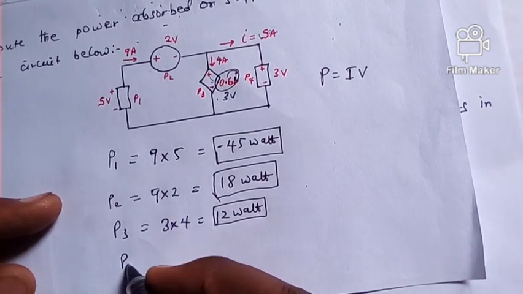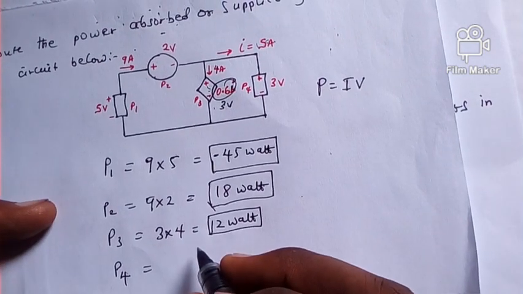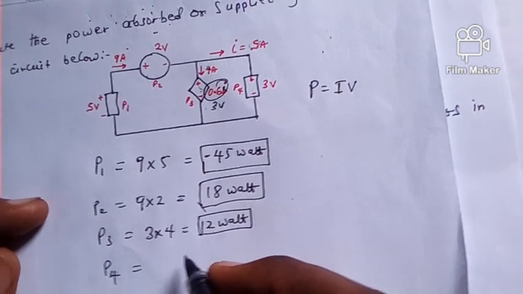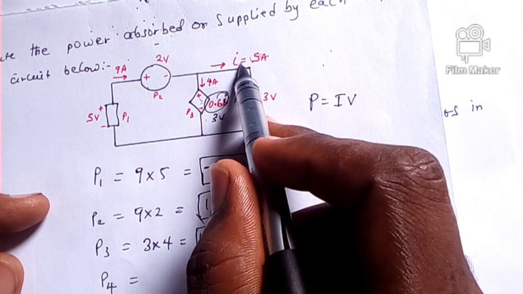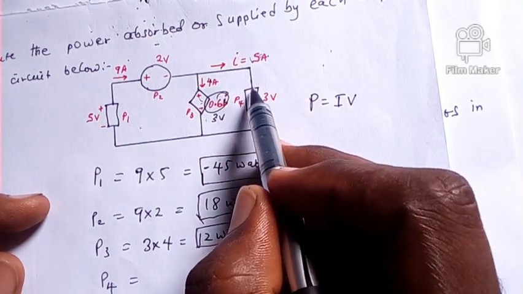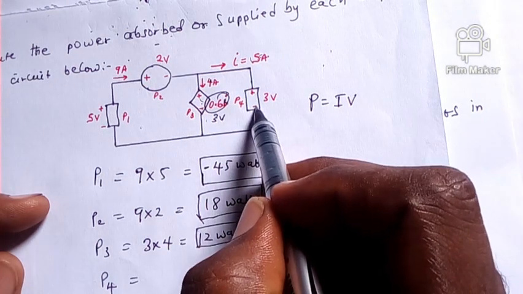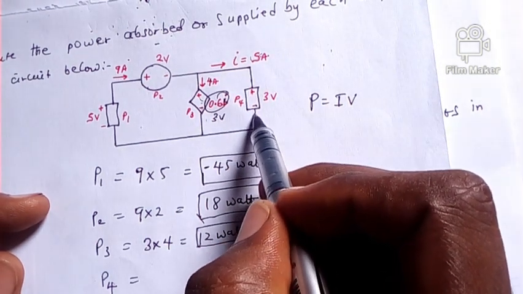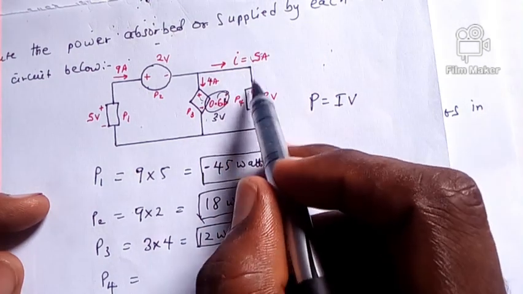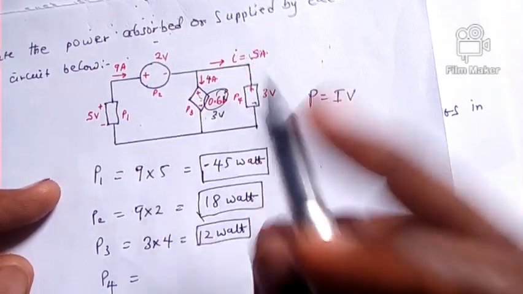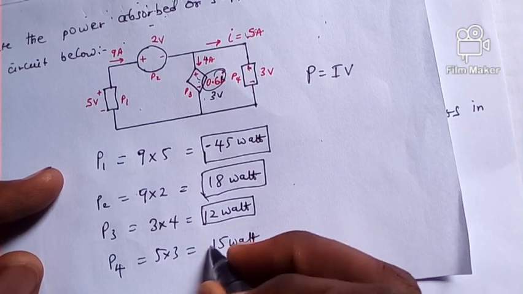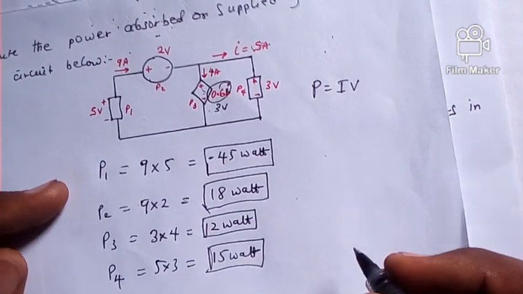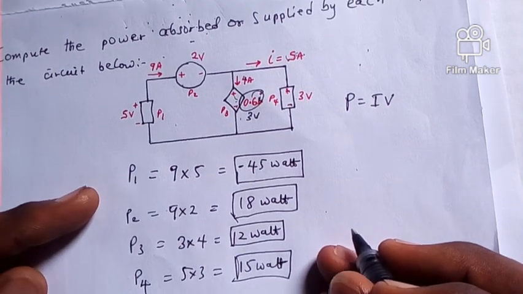So finally we have power 4. Pause the video and try to find out the power P4. So P4, to figure that out, let's follow the movement of current. Current is flowing this way. Definitely it is going to come down here and pass from the positive to the negative. Because it's moving from positive to negative, power is absorbed. So the power is going to be 3 volt times current 5. When we do that, we have 5 times 3, and that is 15 watts. And sure, we have analyzed this circuit and we have found the power absorbed or supplied by each component in this circuit.